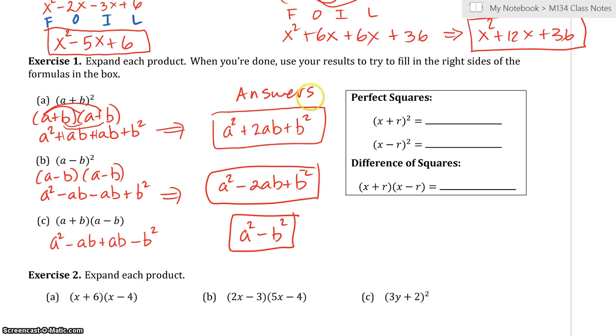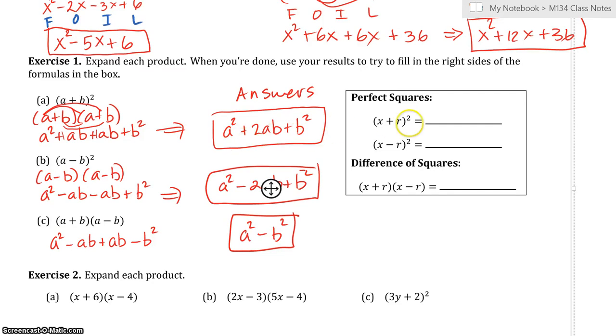So these are the formulas in general. You should kind of semi-memorize these. One is called the perfect squares. So it says, when you're done, use your results to try and fill in the right side. So these are formulas that are in the book. So you can look them up, there are boxes in this section.